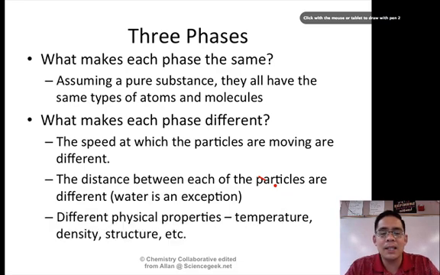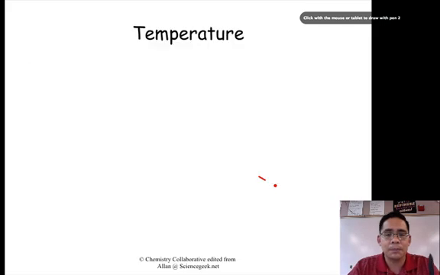And last but not least, because of that, they have different physical properties. Their temperatures would be different. Gases are typically at a higher temperature than their solid counterparts. The densities would also be different. Typically, gas densities are a lot smaller than the densities of solids. And the structure, of course: gases have no structure, solids have structure. So all these things are different within the three phases, and you need to have that picture in your head of how they are different.